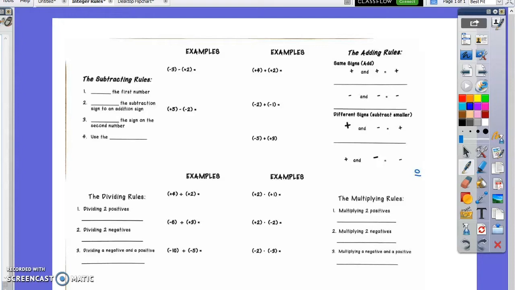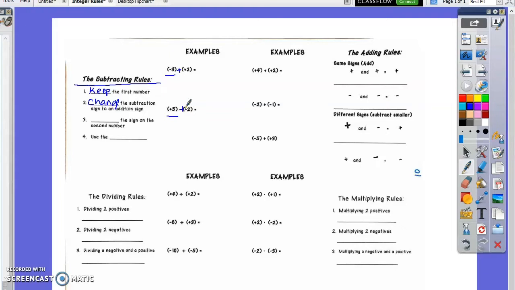So let's start with subtraction. The subtracting rules are going to be in the top left corner of your foldable. What you're seeing on my screen is the inside of your foldable. The first thing we are going to want to do is keep the first number. So when you see these two examples, you are going to keep this -3, you're going to keep this +5 how they are. Next thing you want to do is change the subtraction sign to an addition sign. So this subtraction sign becomes addition, and this subtraction sign becomes addition.